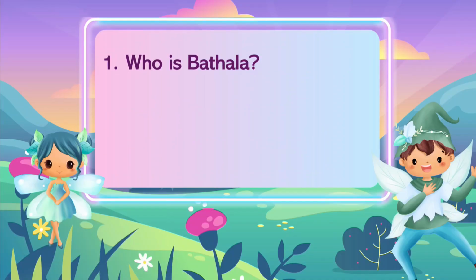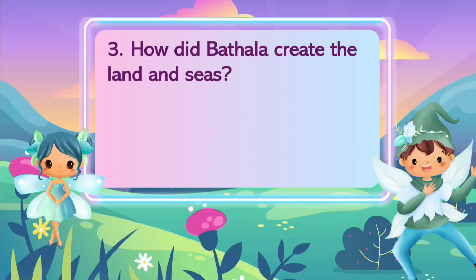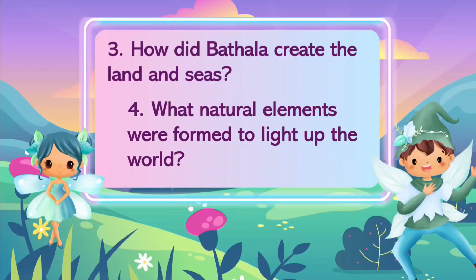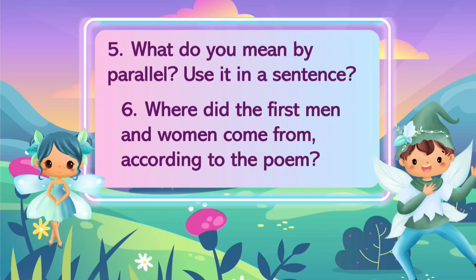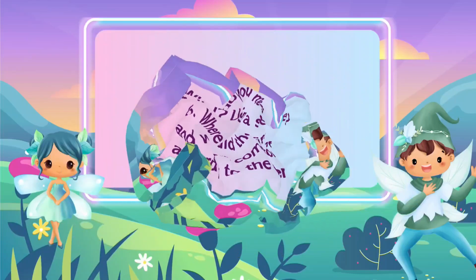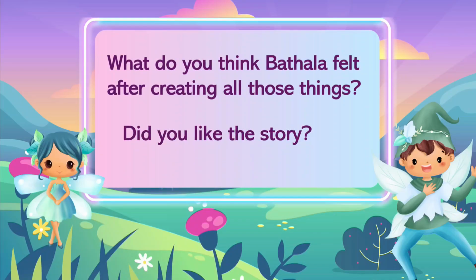Now, students, who is Bathala? And what was the world like in the beginning according to the poem? How did Bathala create the land and seas? What natural elements were formed to light up the world? What do you mean by parallel? Use it in a sentence. Number 6. Where did the first man and woman come from according to the poem? What do you think Bathala felt after creating all those things? And do you like the story?